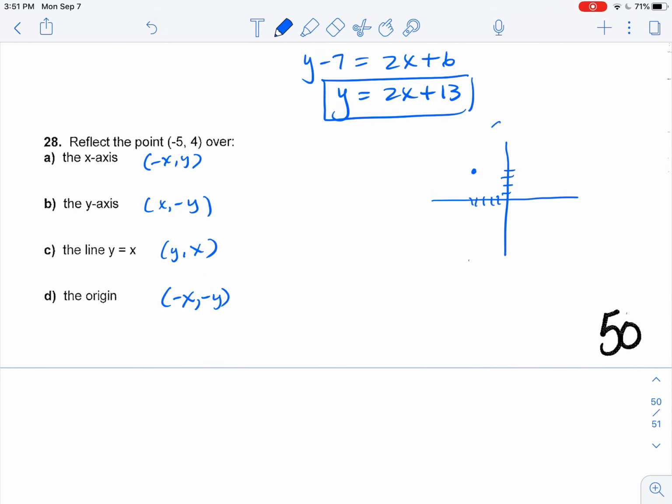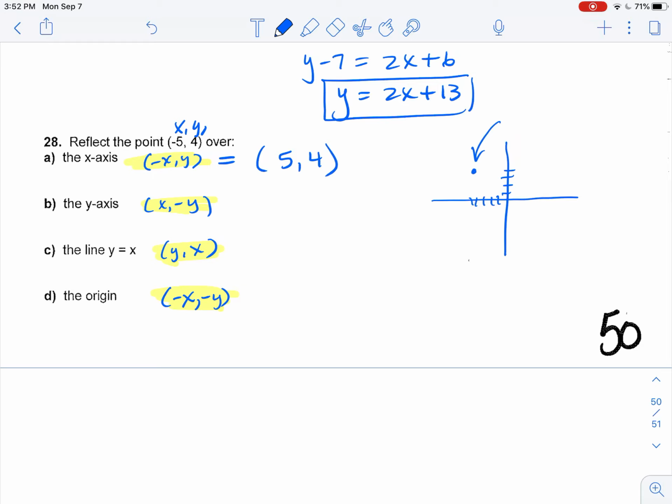All right, last problem. Reflect the point negative 5, 4, and I just drew myself because I'm a visual learner. I got to see what it looks like. If I'm going to reflect it over the x-axis, here's the rules. And guys, write the rules. It's so much easier if you have the rules written down and you label your points, then you just follow the rules. It's telling you to negate the x, keep the y. So this would be 5, 4.